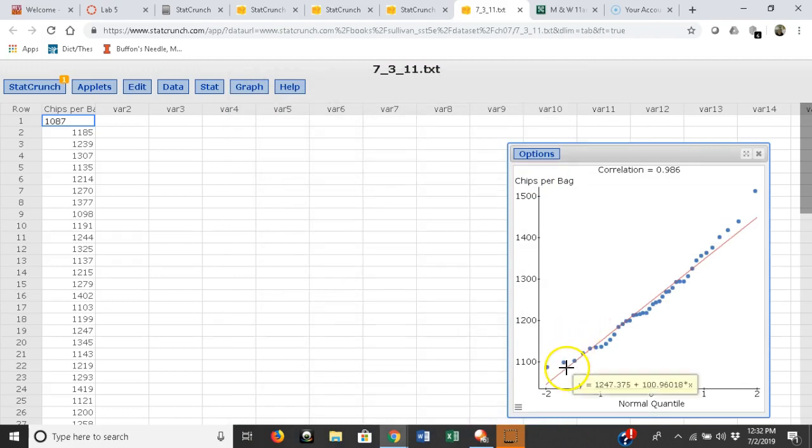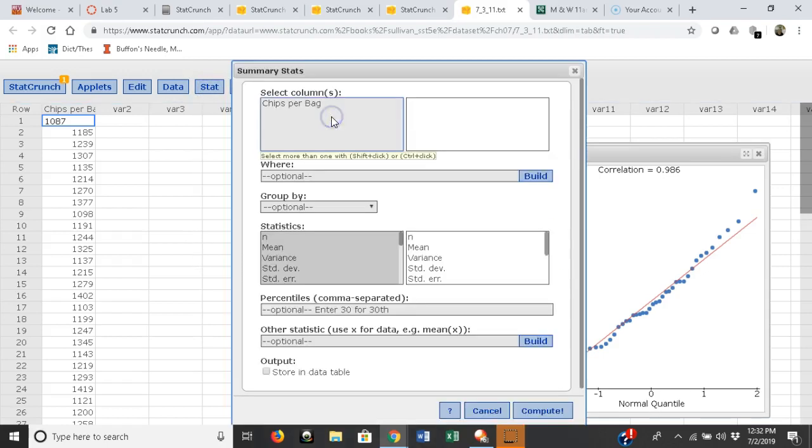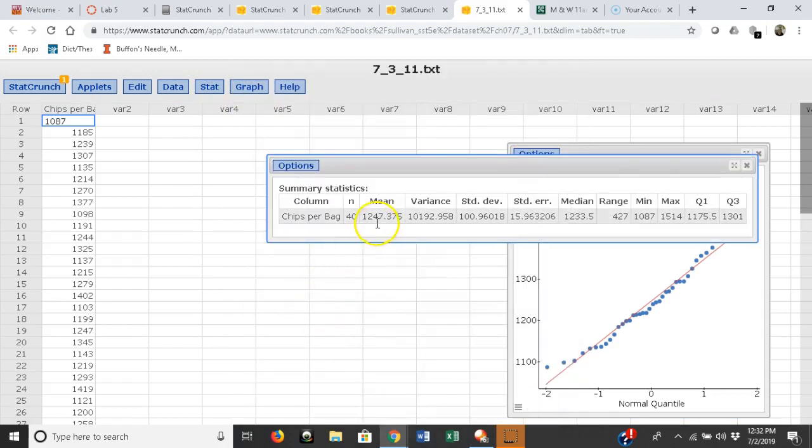Now you see here the data follows a fairly linear pattern, as you can verify by looking at the correlation coefficient. 0.986 is very close to 1. What that tells us is we can reasonably assume that the data follows a normal distribution. What that allows us to do is calculate summary statistics, and we'll just do a quick computation here, giving us the mean and standard deviation.